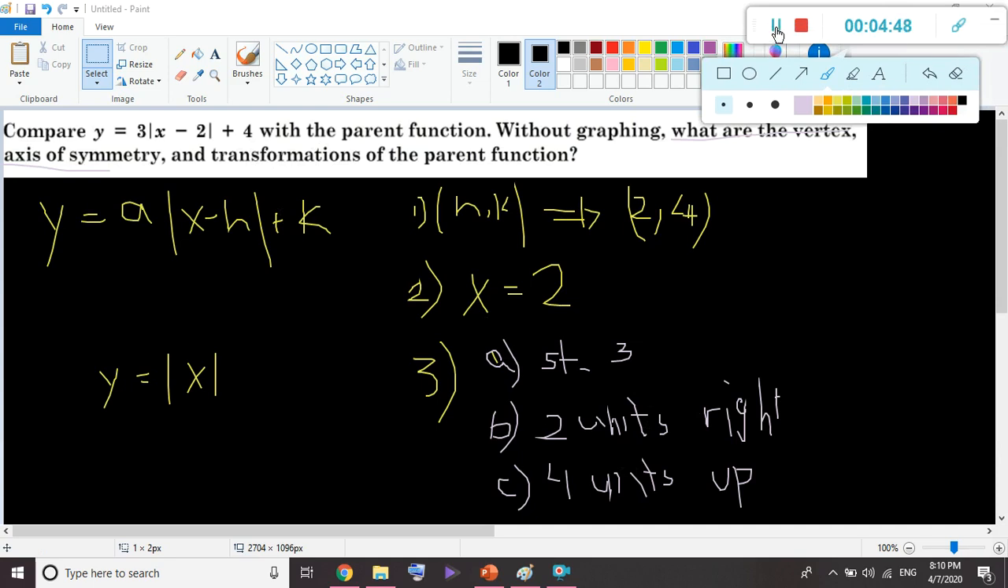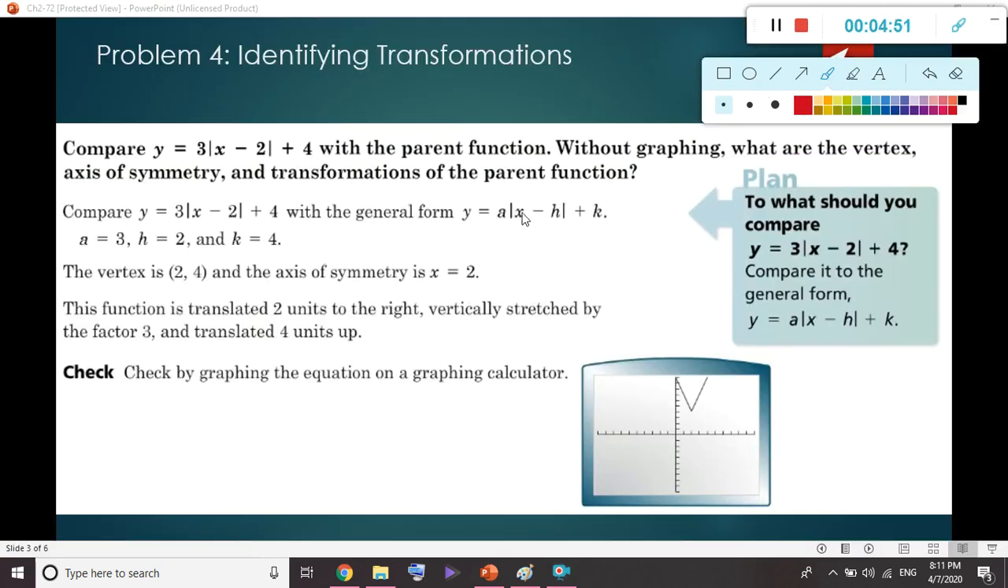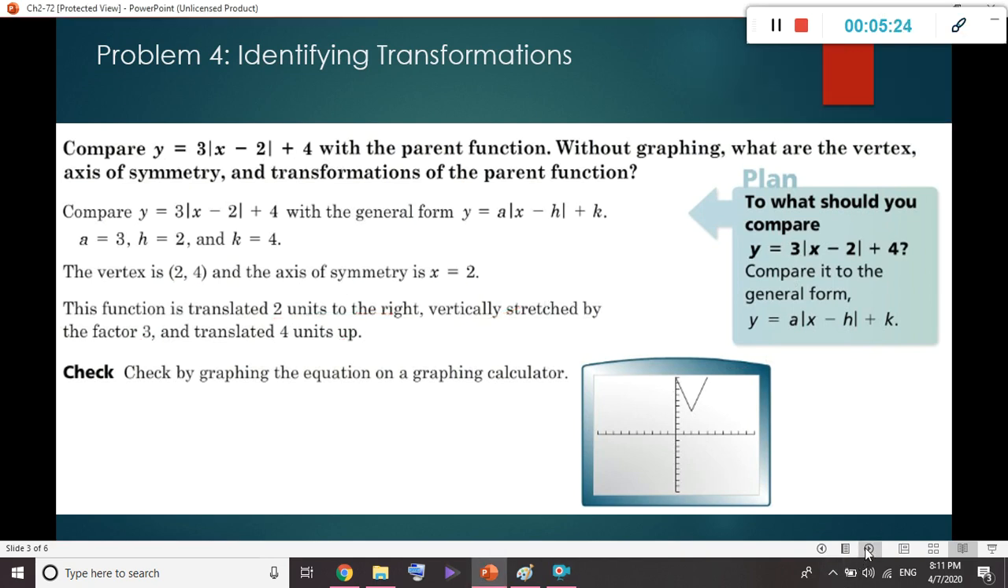Let's check our answers. First of all, we found that the vertex is (2, 4), that's right. The axis of symmetry is x equals 2, that's right. This function is translated 2 units to the right, vertically stretched by a factor of 3, and translated 4 units up. We got everything correct. You can use a graphing calculator to check it if you want. You plug in this equation and it will find the answer for you. It's just for checking.